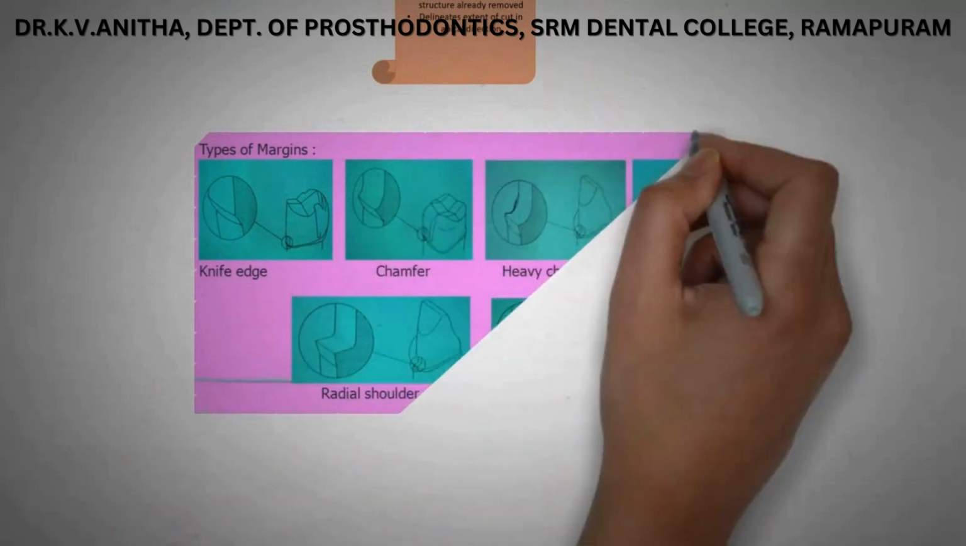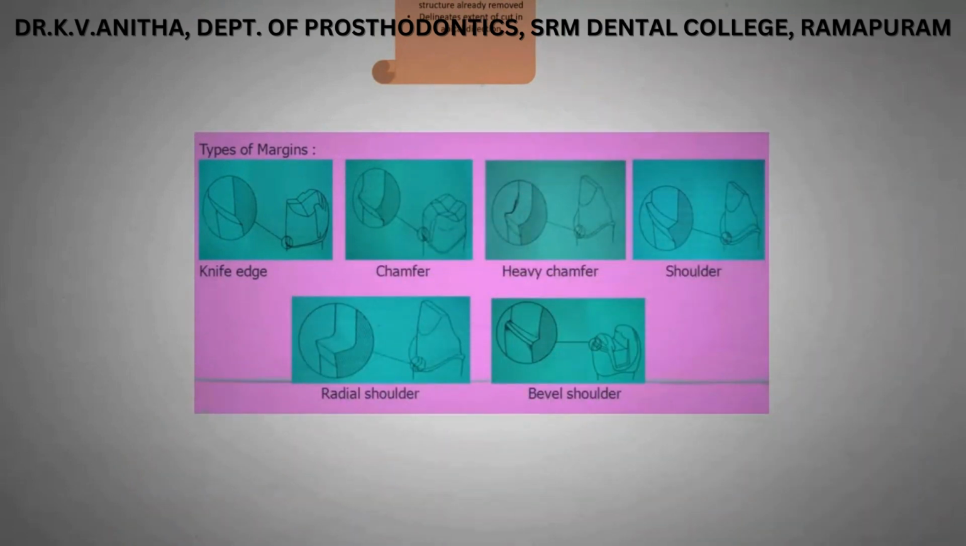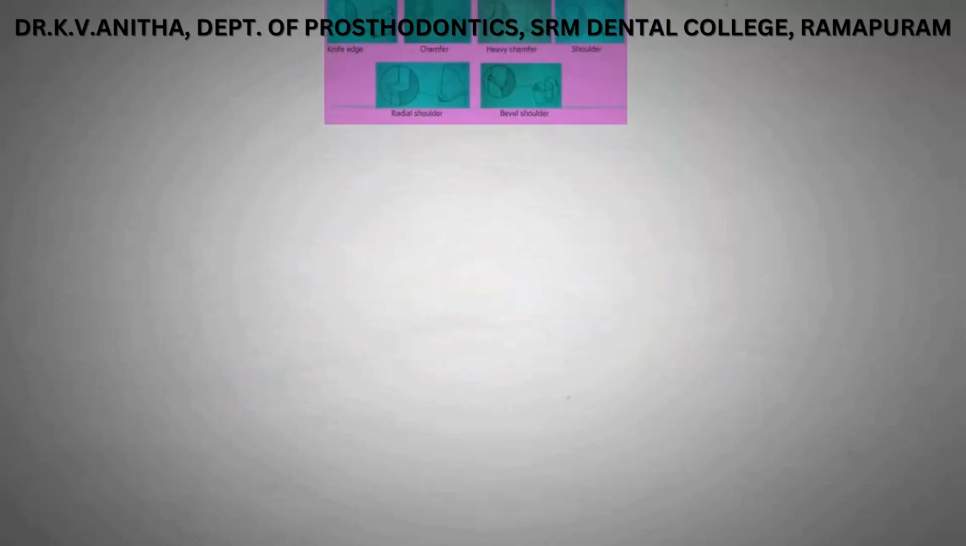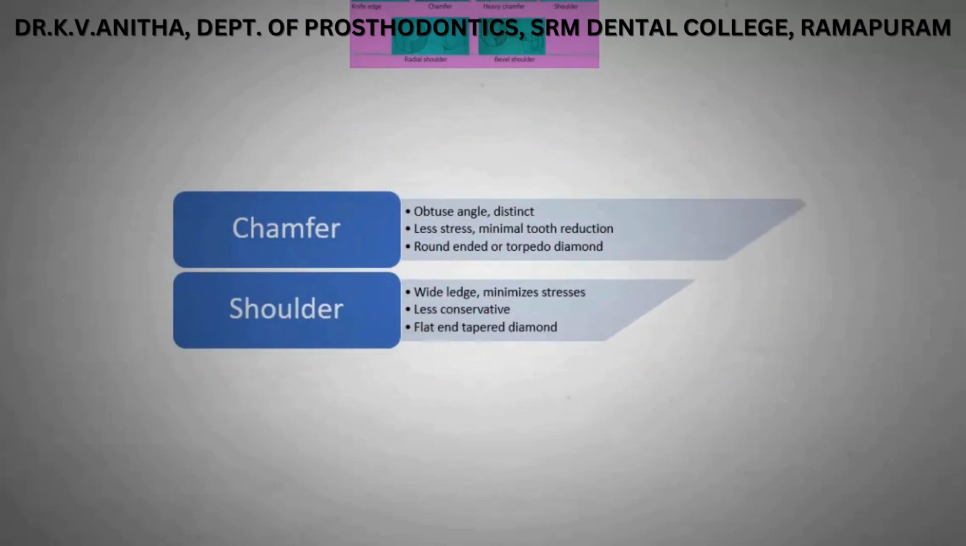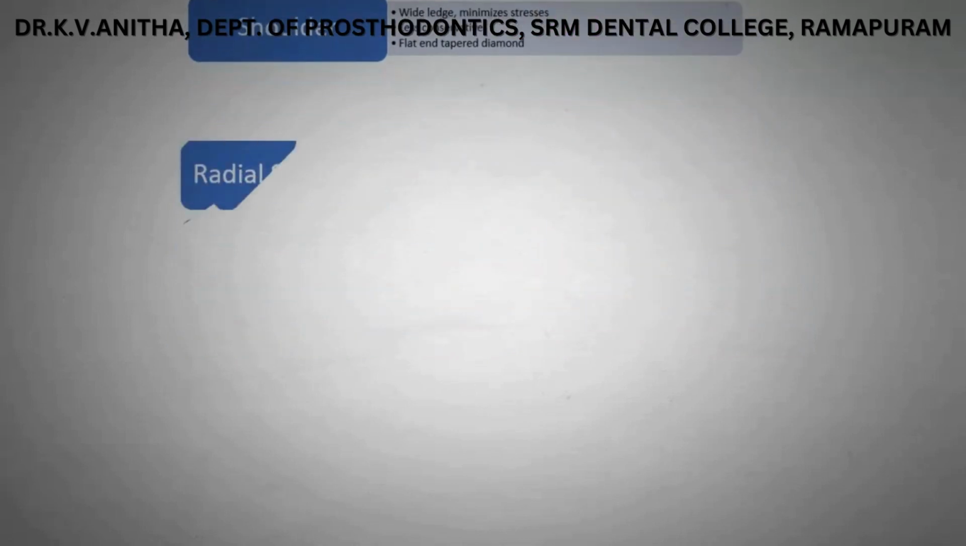The types of margins include knife edge, chamfer, heavy chamfer, shoulder, radial shoulder and bevel shoulder. Chamfer margins are obtuse angled, distinct, have less stress, and require minimal tooth reduction. Shoulder margins have a wide ledge, minimize stresses and are less conservative.